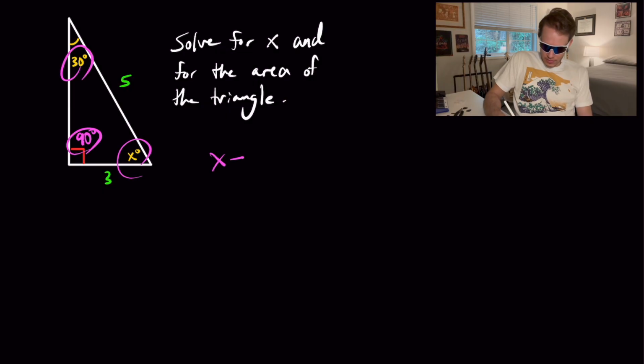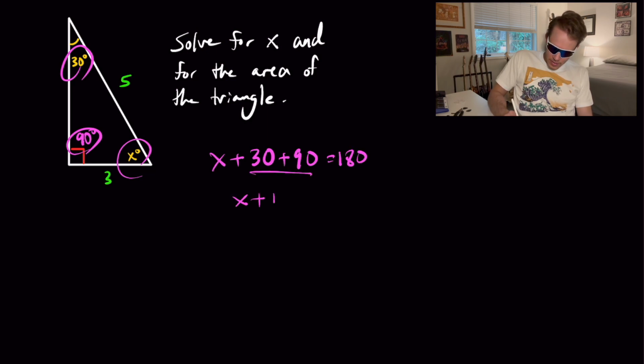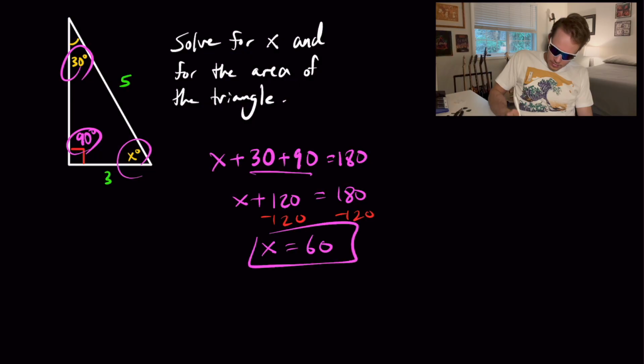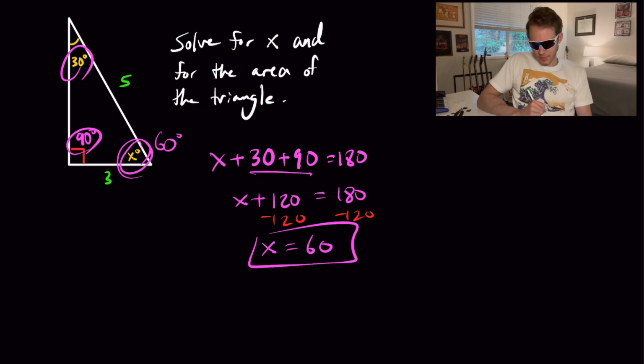So I can do x plus 30, let's fix that, plus 90 is equal to 180. 30 plus 90 is 120, so I'll have x plus 120 is equal to 180. And subtract 120 from both sides, and we'll get x is equal to 60. So this angle over here is 60 degrees. And then we want to find the area.